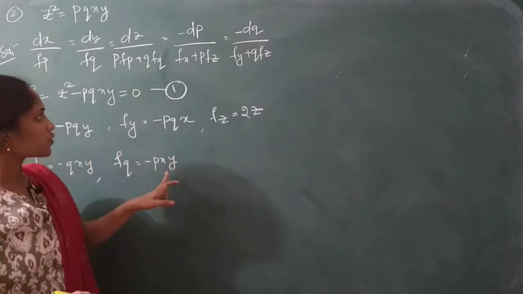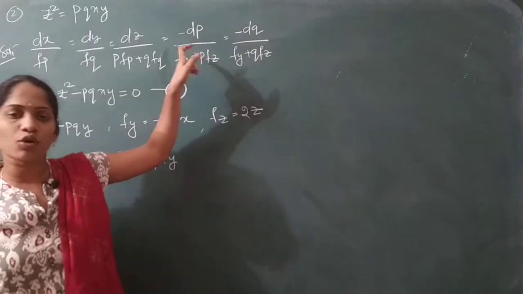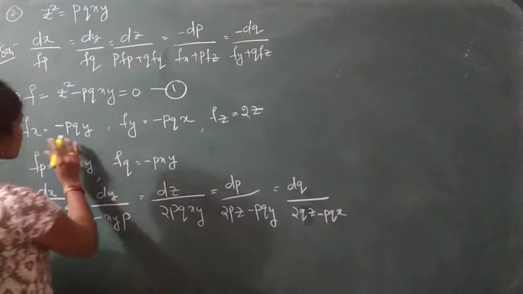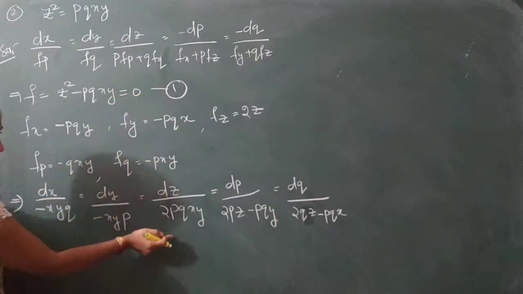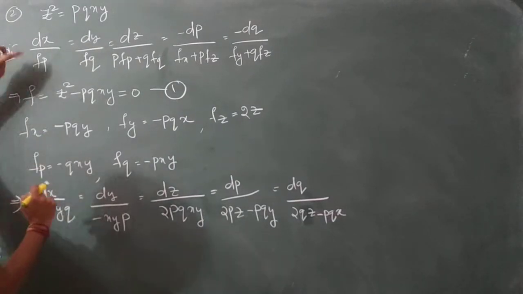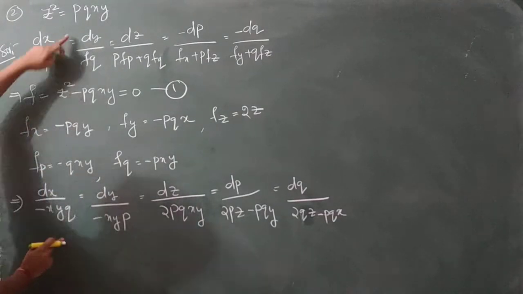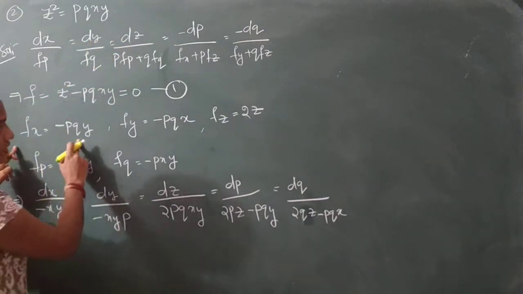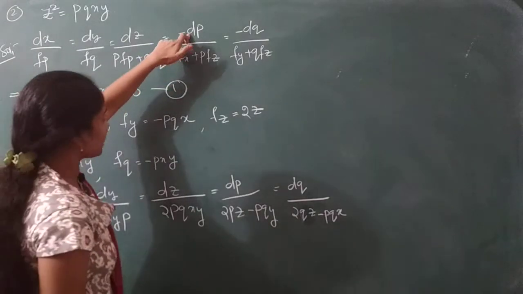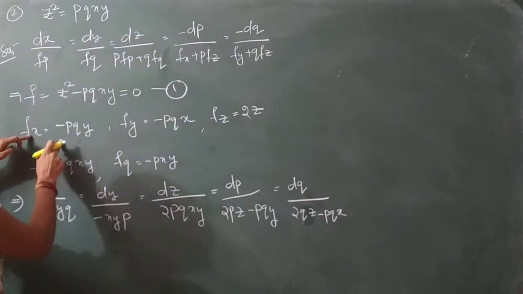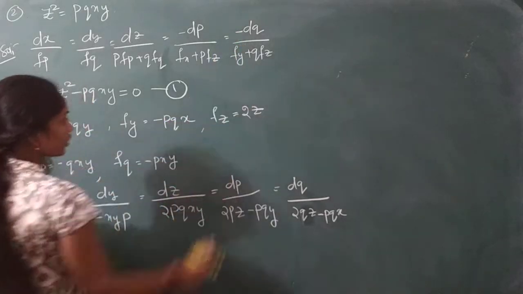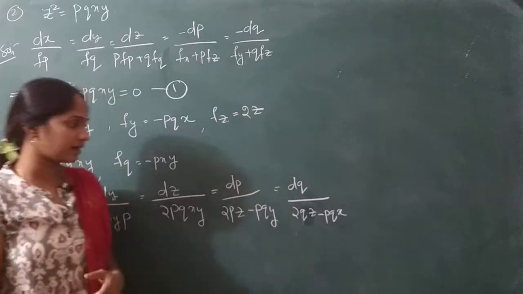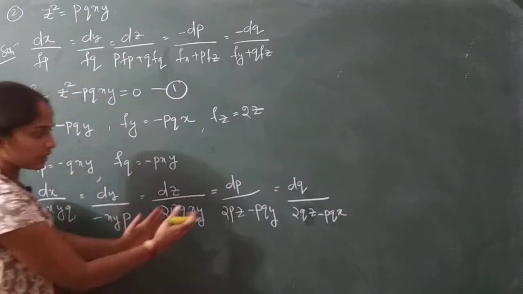Now we have to substitute these values in Charpit's auxiliary equation. Let's substitute. We have substituted all these values in our Charpit's auxiliary equation: dx by fp, next dy by fq, now dz by p into this multiplied plus q into this, dp equals fx plus p into fz, and dq equals fy plus q into fz. See here. So after writing like this, this looks like the complete auxiliary equation.